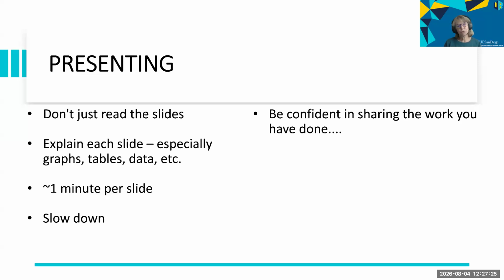Be very confident in sharing the work you've done. You've worked really hard. You have devoted hours and hours and hours to this project. You are an expert in what you did. Your mentor may know more about the specific field overall, but you're the one that put in the work. You're the one that knows this project and your contributions to it forward and backward. And that's what the audience wants to hear about.